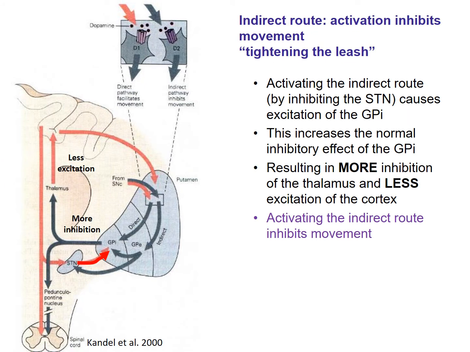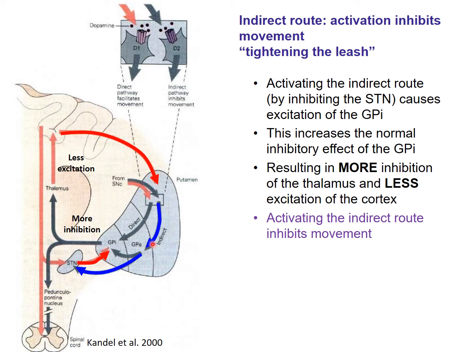The indirect route has an opposite net effect. Activating the indirect route inhibits movement. So first, the cortex sends an excitatory output to the putamen, which then inhibits the globus pallidus externa, which then inhibits the subthalamic nuclei, and that has the net effect of disinhibiting the globus pallidus interna.